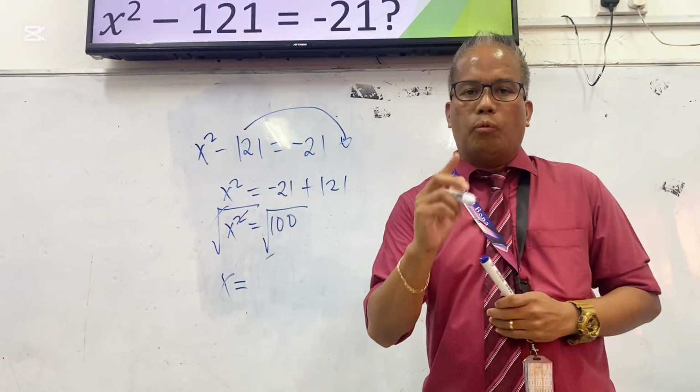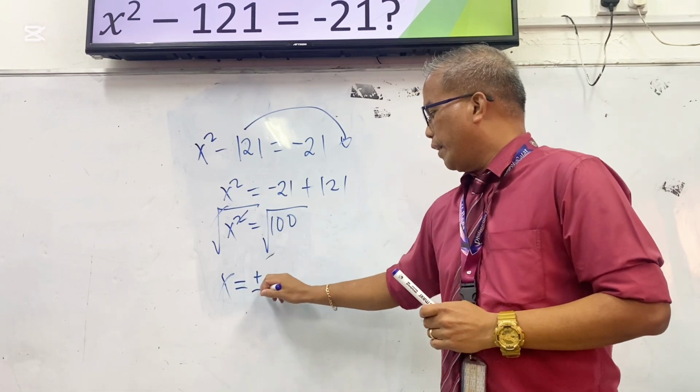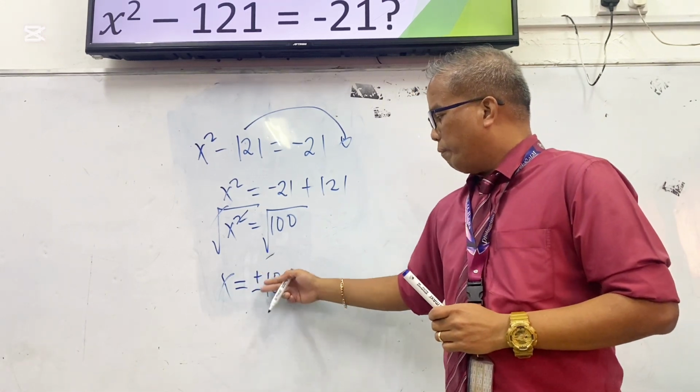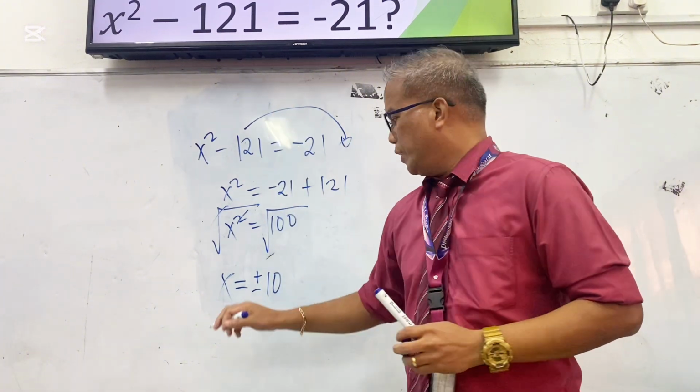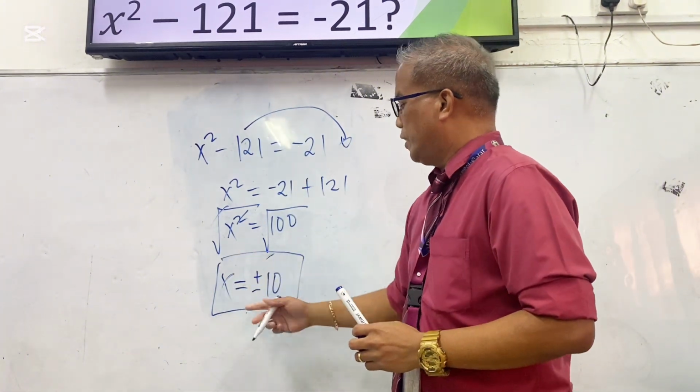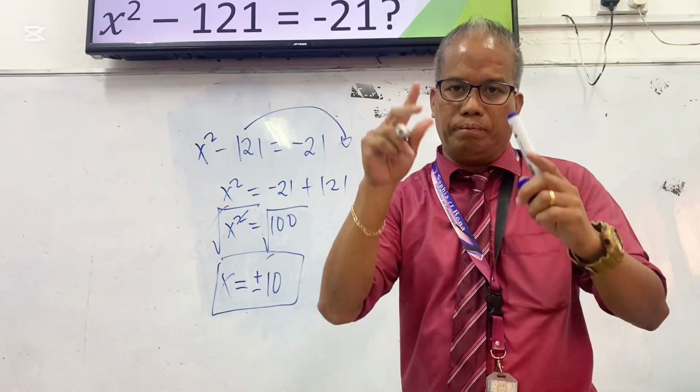Then the square root of 100 is equal to positive negative 10. So always put the positive and negative once you apply the square root property. So this is now the final answer. So this is the roots of the quadratic equation.